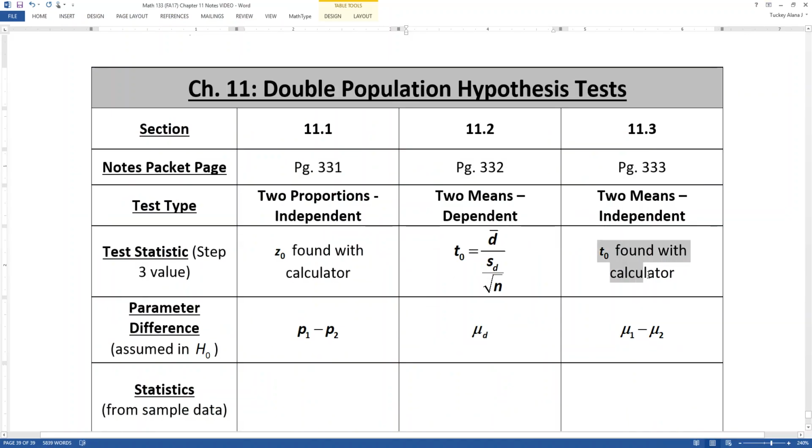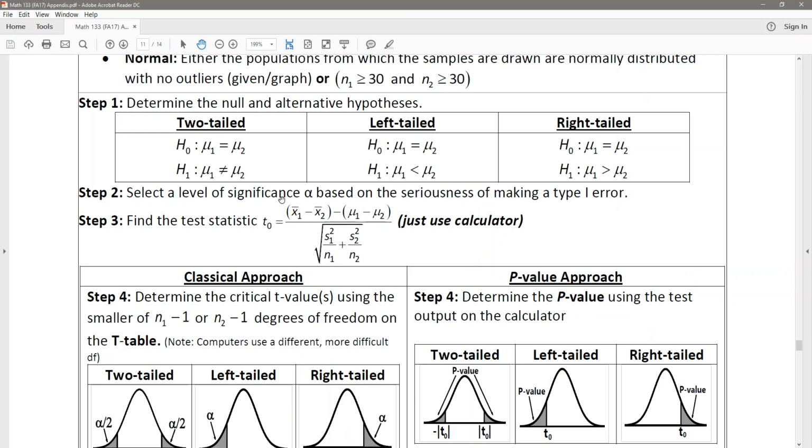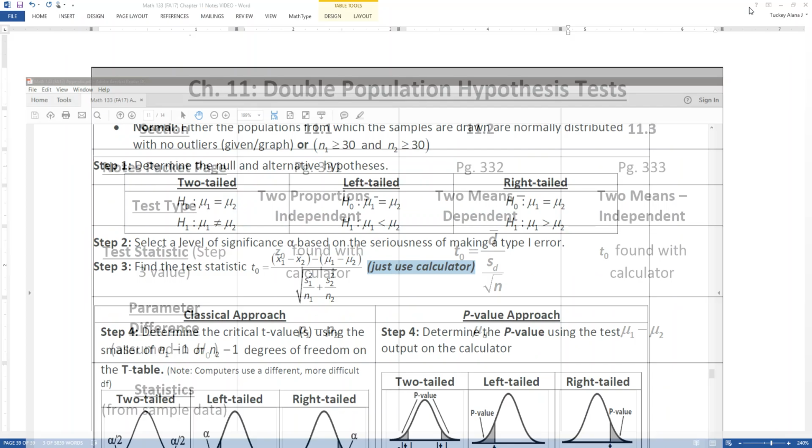And similar to T0, let me go grab that page, page 333. There we have it right there. So there's T0. It's just tricky to put in correctly all the time. There's a lot of order of operations to keep track of, and it's just easier if we just use a calculator. We paid good money for it, so we might as well use it.